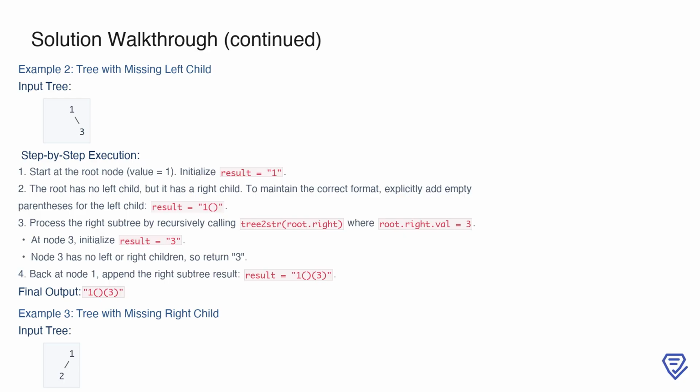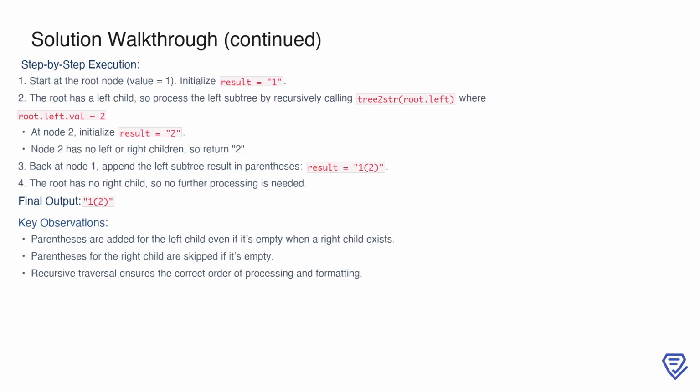Back at the root, we append the right subtree result, updating the result to 1, 3. The final output for this tree is the string 1, 3. Finally, consider a tree where the right child is missing.